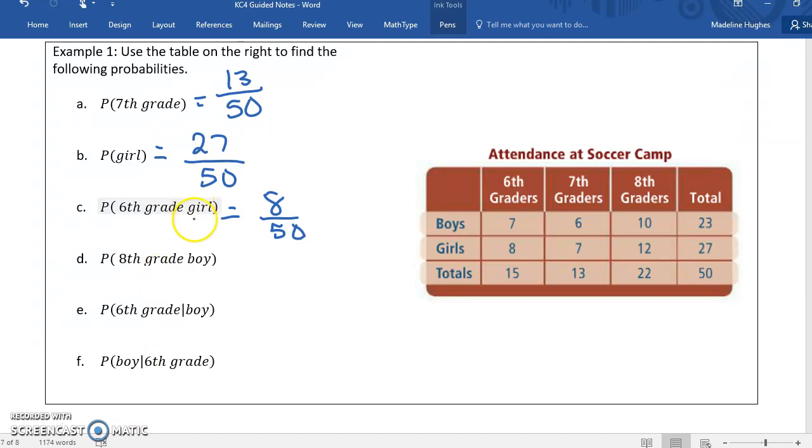Probability that it's an 8th grade boy. Another way to explain this, kind of different than what I've already said. How many people attending the soccer camp were 8th grade boys? So we're comparing, like I've been saying, all of the kids, so that's out of 50, but specifically we want the 8th grade boy. We go to 8th grade boy, that's 10.